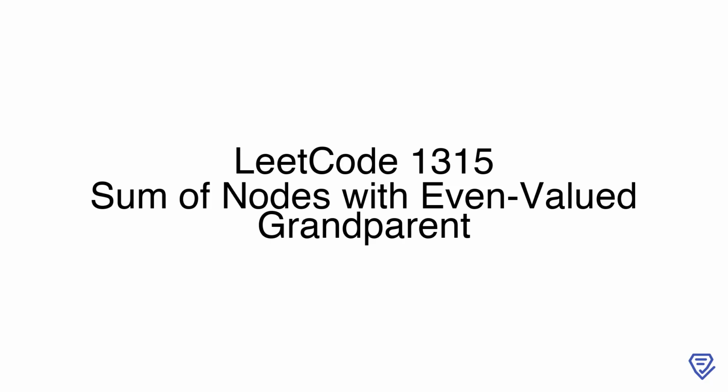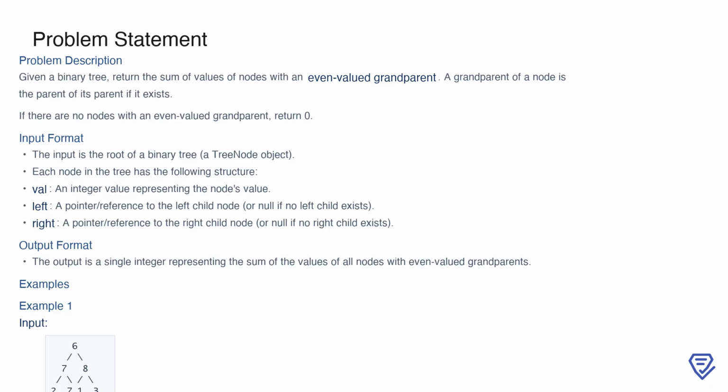Let's dive in. In this problem, we are working with a binary tree, and the goal is to determine the sum of the values of nodes that have an even-valued grandparent. A grandparent in the context of a binary tree is simply the parent of a node's parent, provided that both exist. If no such nodes with even-valued grandparents are found, the result should be 0.